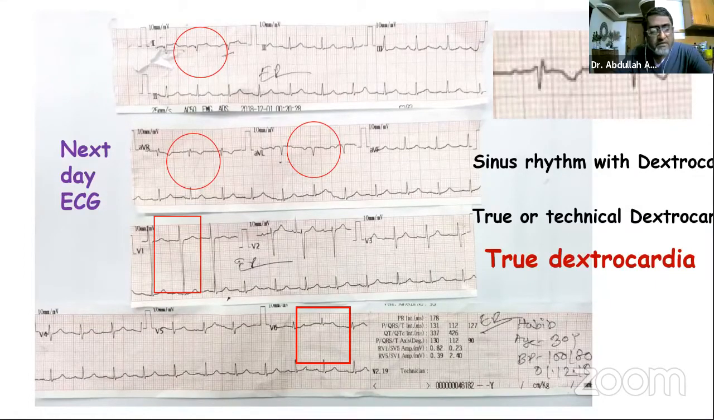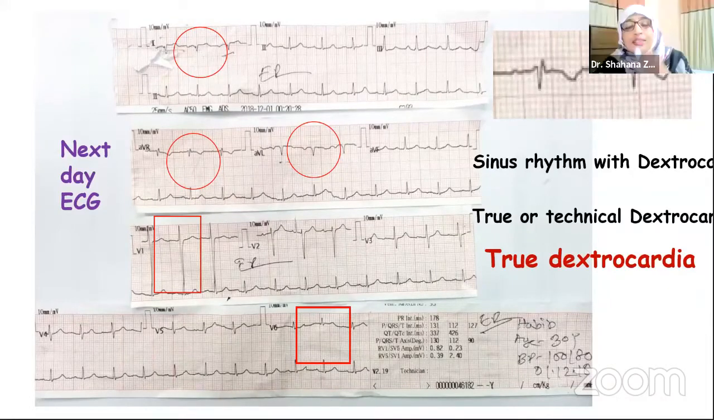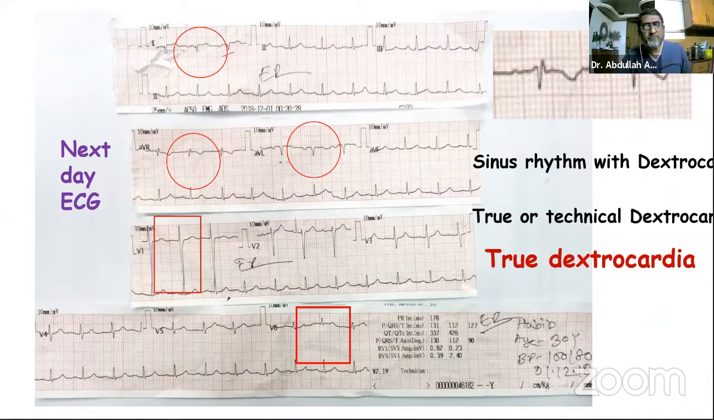gradually it rises up and the transition is shifted towards the right. But it's difficult to say that this pattern does not fit with true dextrocardia. I said it fits with true dextrocardia. It's the reverse progression. How? Okay, can I make a comment?